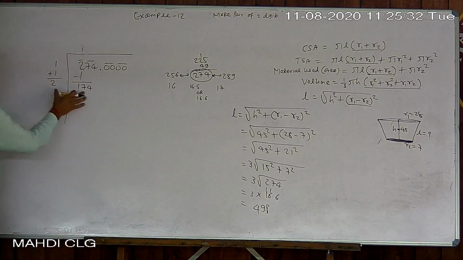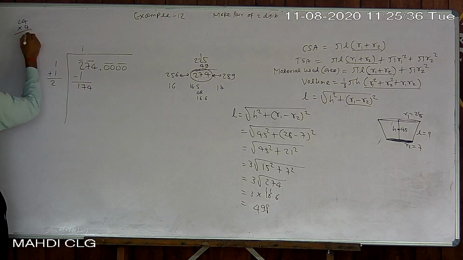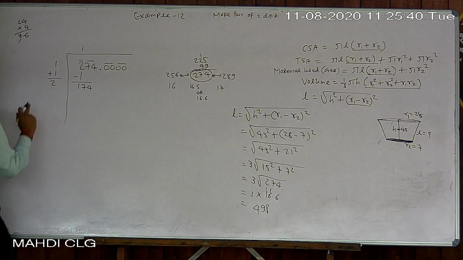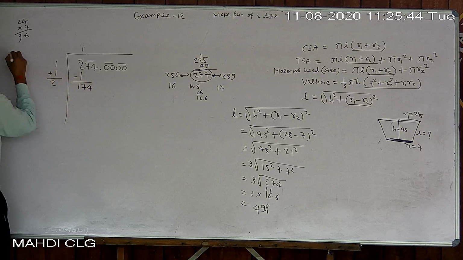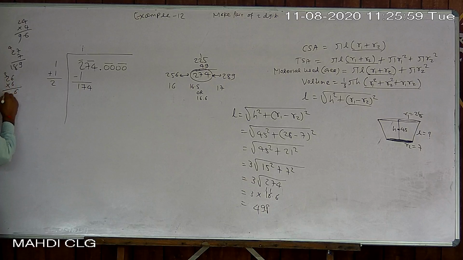So roughly, just verify it. If I go to 24 into 4, how much is it? 96. It will be quite less. Now 25 times 5 is 125. So we just go on. 27 times 7, we just try that. 7 times 7 is 49, 4, 7 times 2 is 14 plus 4 is 18. So that is quite more. So 26 into 6.